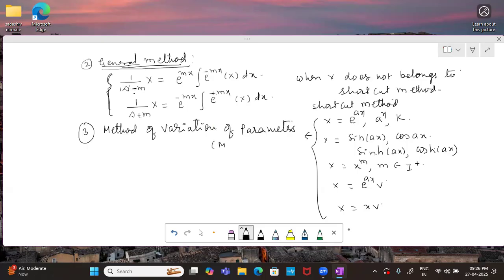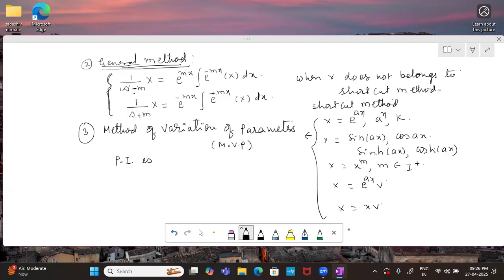Also called MVP. So in this method, PI is obtained. And remember, apply this method only if it is mentioned in the exam or given in the problem, for example, solve the differential equation using MVP or method of variation of parameters. Then only follow this third method.